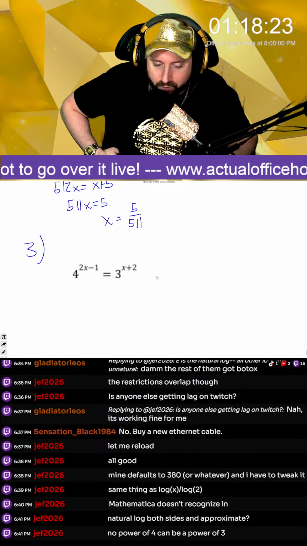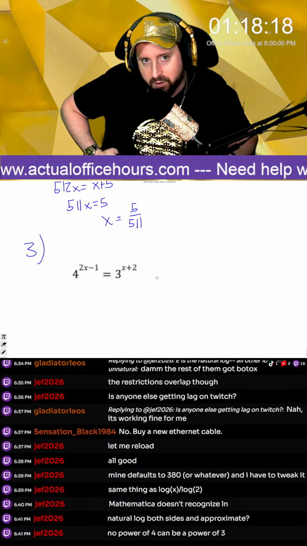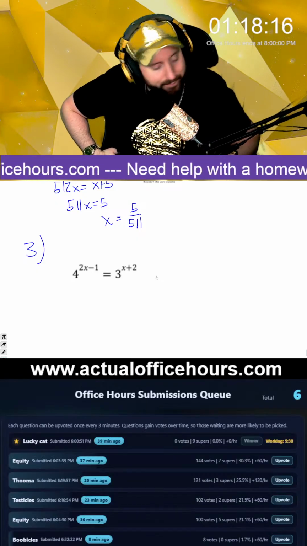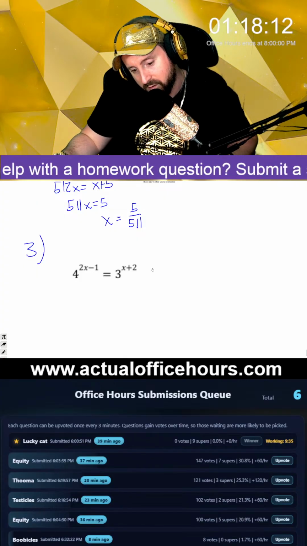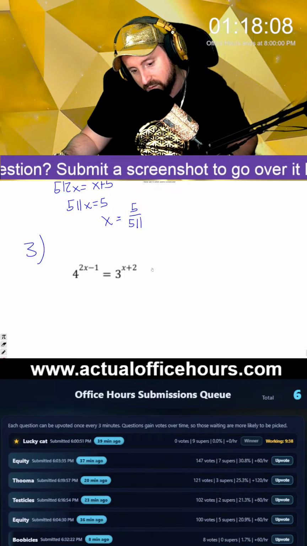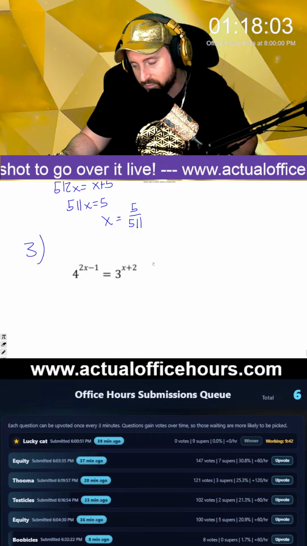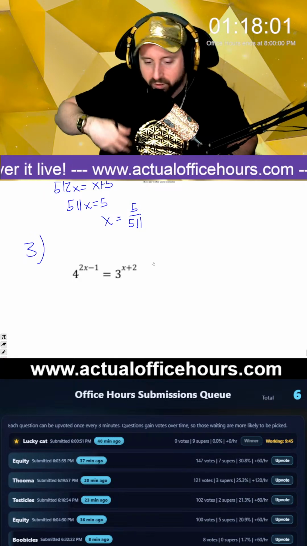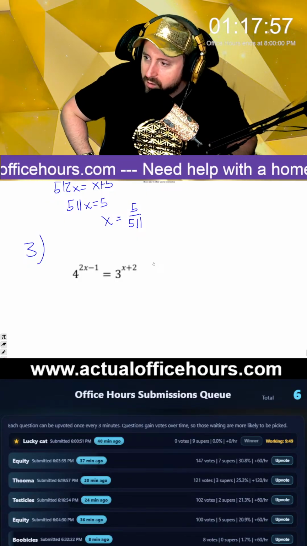Does 4 to the exponent of something equal 3 to the exponent? I don't think it does. Okay, yeah, good. No power of 4 can be a power of 3. So you could probably try multiplying the left side by 3 over 3 and the right side by 4 over 3, and then take the log of both sides, and in doing so you can break apart the division.